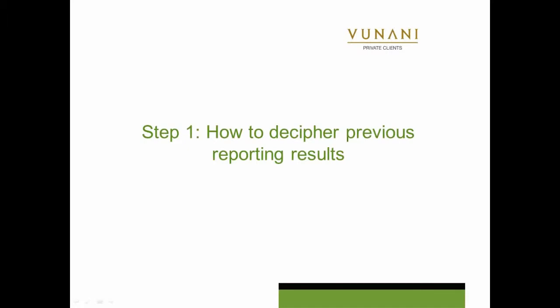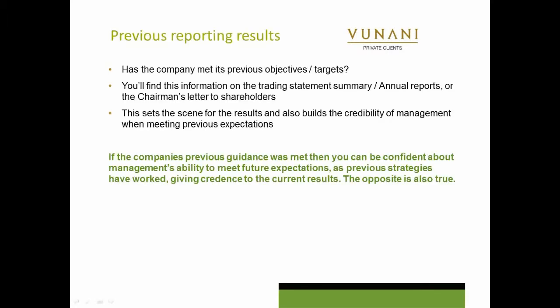So that's basically what I've just said. Has the company met its previous objectives? You'll find this information in the trading statements, annual reports and chairman's letters to shareholders. This really sets the scene for the current results that you are looking at. If, for example, none of the objectives were met, then you will immediately get an indication of what sort of results you're looking at, because here you're trying to scan through results without reading the entire 400-page document, to get a sense of how the share will trade on the day it drops results.